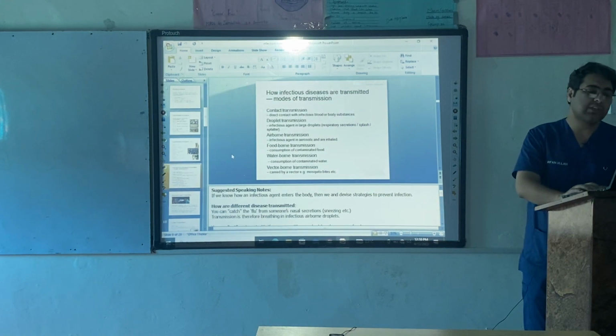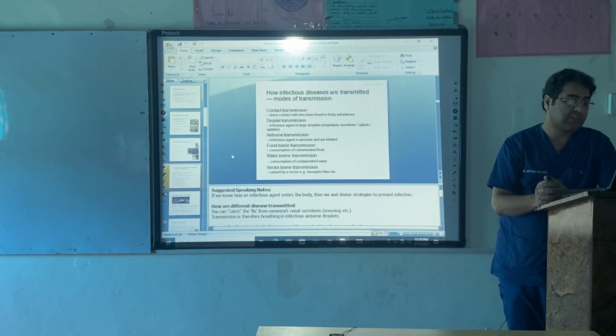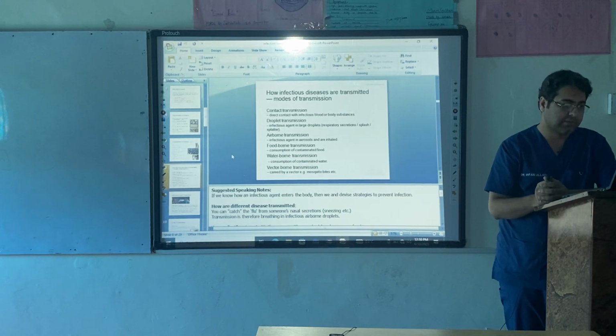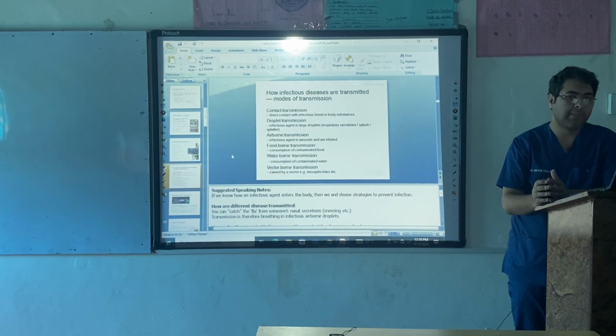So, how are infectious diseases transmitted? The modes of transmission are different. For example, one is contact transmission, direct contact with infectious blood or body substances. Then droplet transmission, in which the infectious agent is in large droplets, for example, respiratory secretions, splash or splatter.